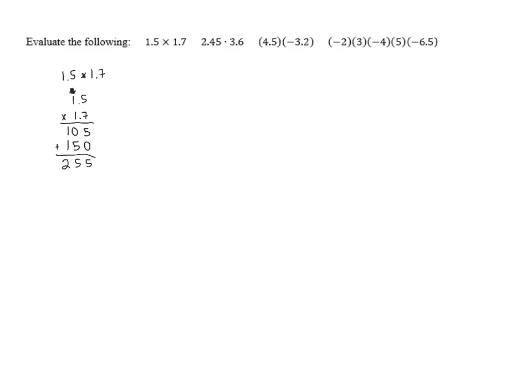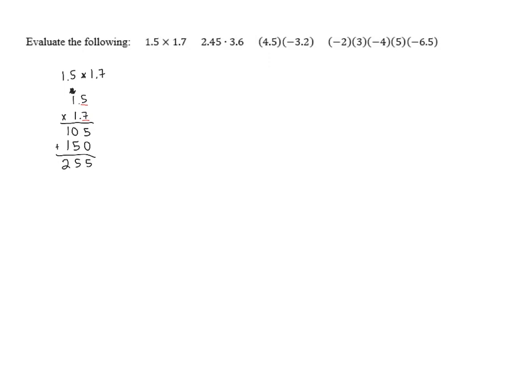We know that's not the final answer. It would be crazy to take two numbers that are so close to 1 and multiply them to get 255. So this is where we think about the decimal point. We need to put the decimal point in the answer somewhere. And the way that we do that is by looking at the digits to the right of the decimal point in the problem. Now, there are 2 digits to the right of the decimal points in the problem.